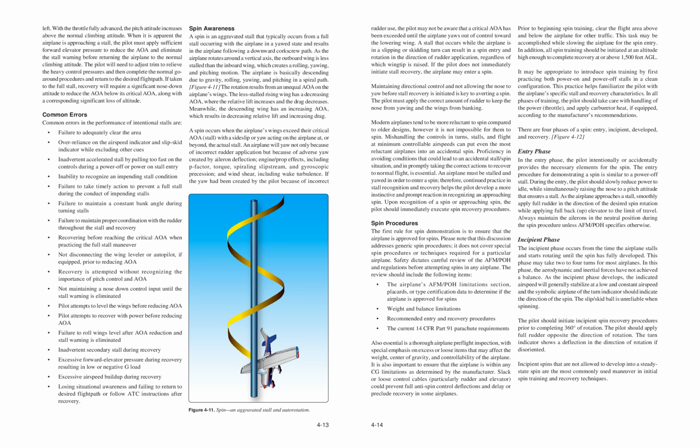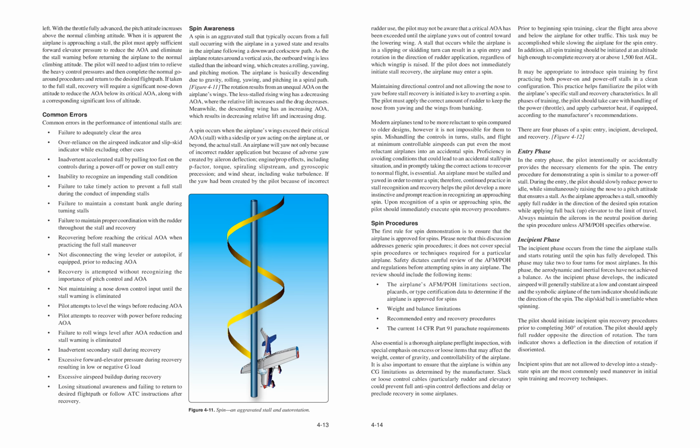Always maintain the ailerons in the neutral position during the spin procedure unless AFM/POH specifies otherwise. Incipient phase. The incipient phase occurs from the time the airplane stalls and starts rotating until the spin has fully developed. This phase may take 2 to 4 turns for most airplanes. In this phase, the aerodynamic and inertial forces have not achieved a balance.